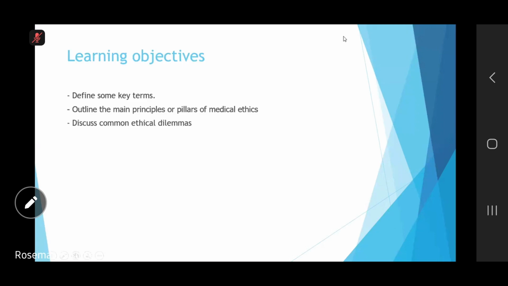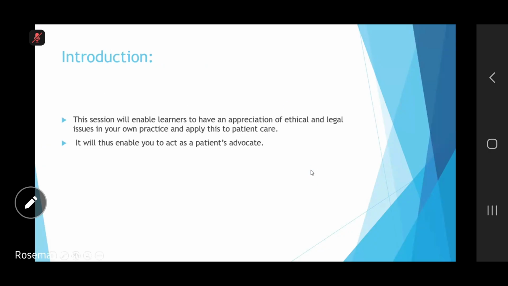So by the end of this session, you should be able to define some key terms, outline the main principles or pillars of medical ethics, and also discuss the common ethical dilemmas that you will always be encountering in your day-to-day practice.